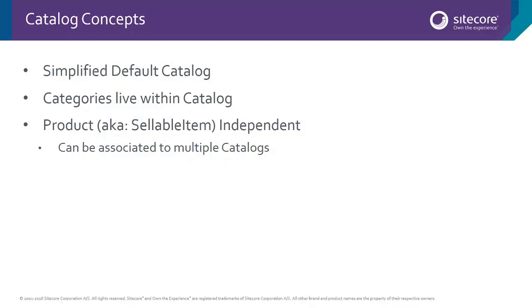You'll hear me use the term sellable item, sometimes product. The reason we use the term sellable item is meant to convey that you can sell more than physical goods. Physical products, services, digital products, subscriptions can all be modeled by Experience Commerce. Sellable items can exist in multiple catalogs just as they would in the real world. Say if you're running a camping supply shop, you could associate the same tent to the spring and summer catalogs.